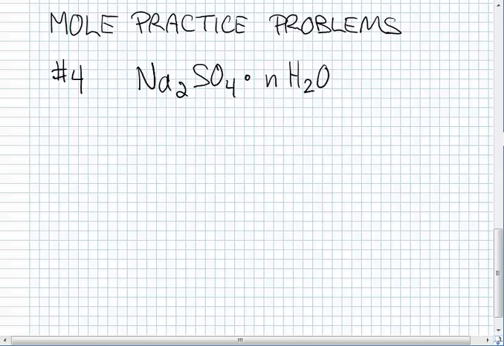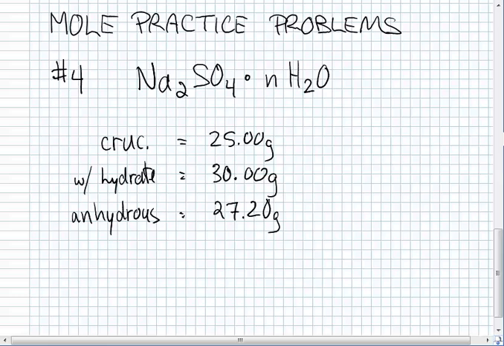Okay, well, let's save some imaginary paper here, and we'll do number 4 in the same video. We're trying to figure out the formula for a hydrate of a sodium sulfate hydrate, and they give you a bunch of data. Here it is here. Okay, so we see that we have a crucible that weighs 25 grams, and then with the hydrate in there, there's 30 grams. In other words, 5 grams of hydrate has been added.